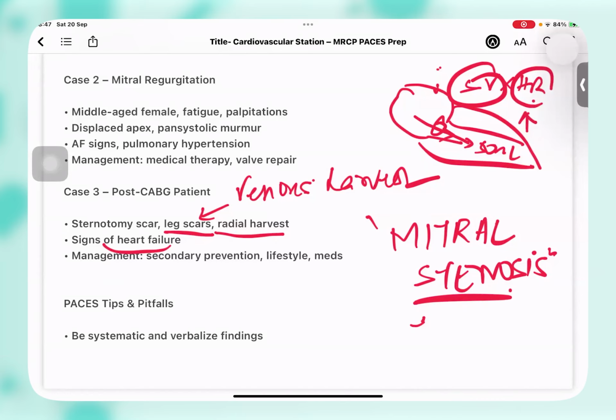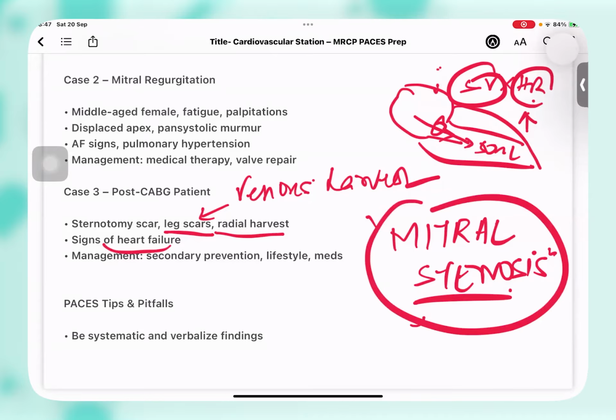Apex beat will be normal in position. What will be the character of the apex beat? Anyone? Apex beat in mitral stenosis. This is the most important patient that will be kept in the Indian scenario exam. So the apex beat will be tapping in nature. Okay, that is the importance of keeping your palm on the apex beat. Is that okay?